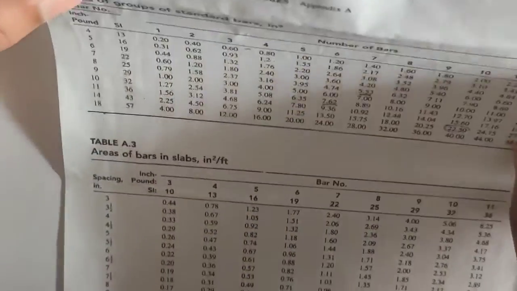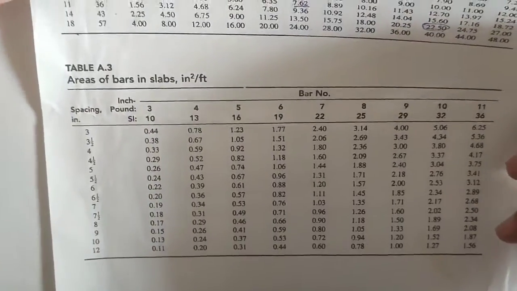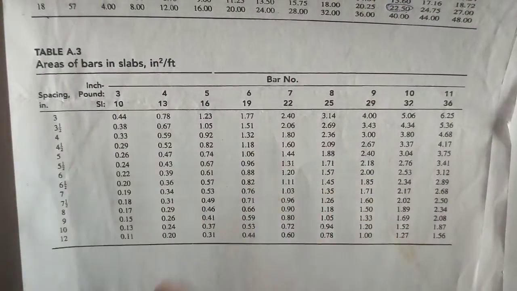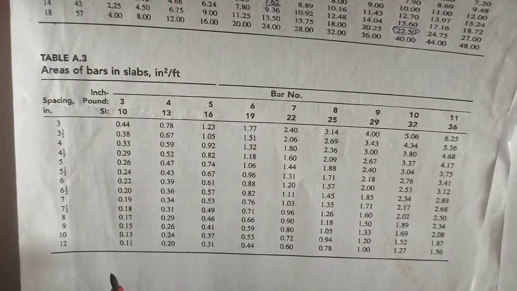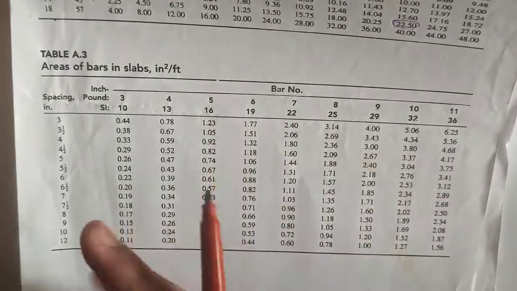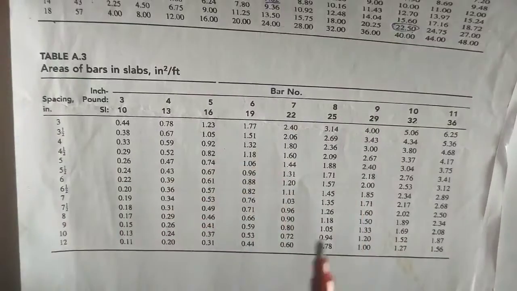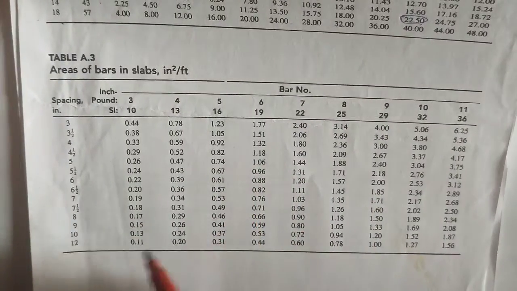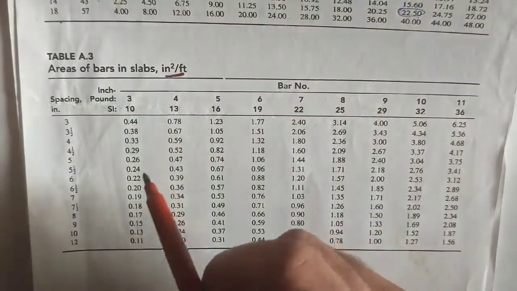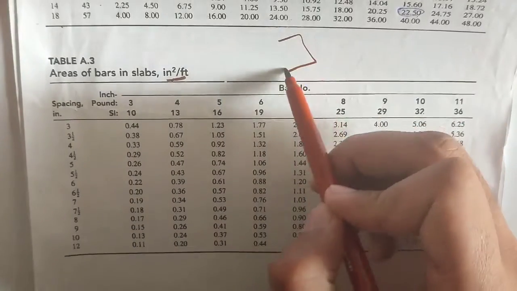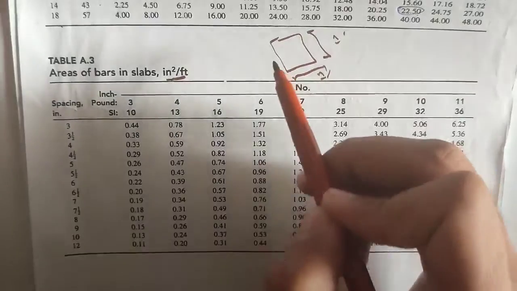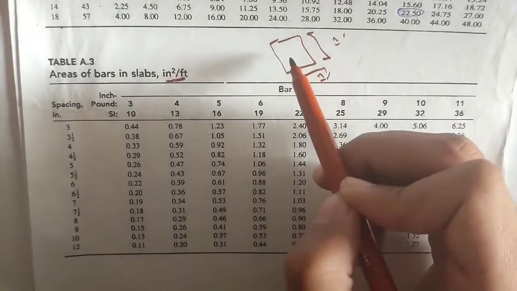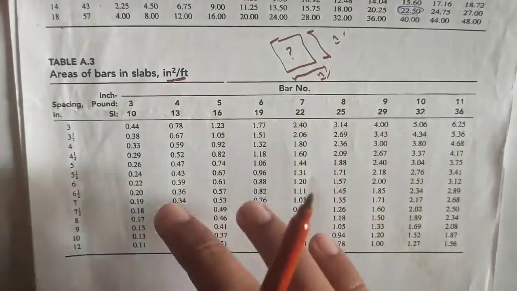The next table is the area of bars in slab. For slab you will use this one. For example, after complete calculation, let's suppose you are designing a slab in ETABS or SAP or SAFE. At the end of the analysis you will get the result in inch square per foot. This one is your 1 foot and this is also 1 foot. How much reinforcement in inch square will be there? This table will give you.